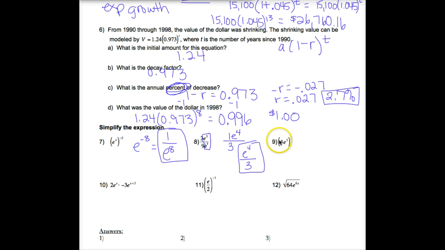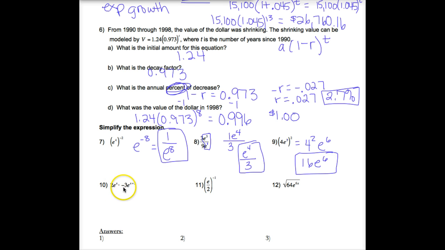Here, again, is power of a power, but I need to remember that everything in the parentheses gets the exponent. So not only do I need to remember to multiply these, but I need to remember to square the 4. So that's how I come up with 16.